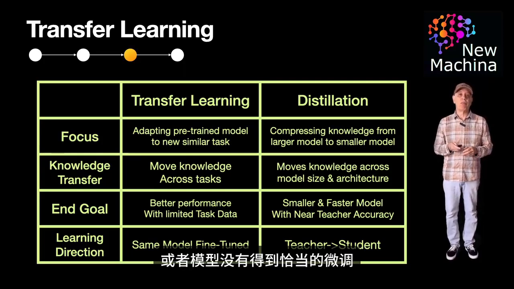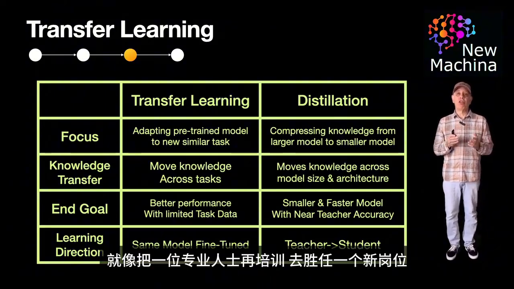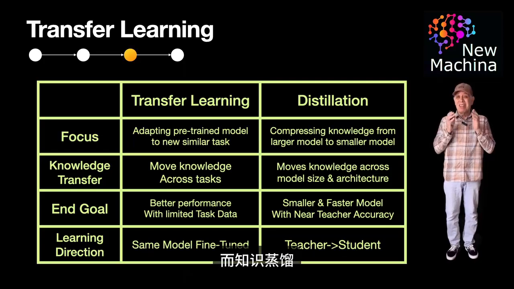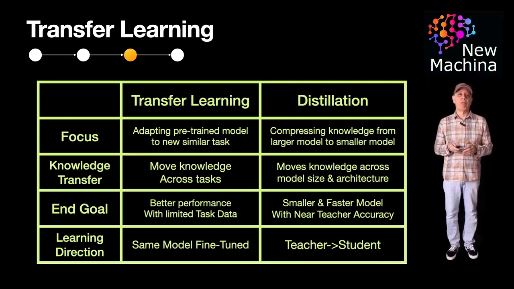Okay, so in summary, transfer learning is like retraining a professional for a new role, while distillation is like training an apprentice to do the same role with less effort.